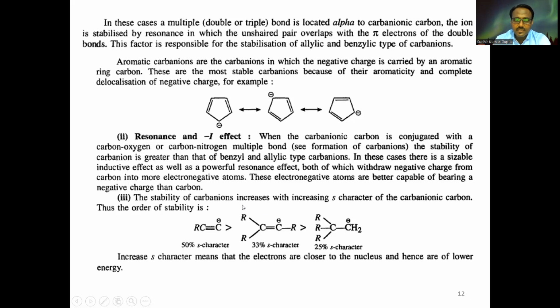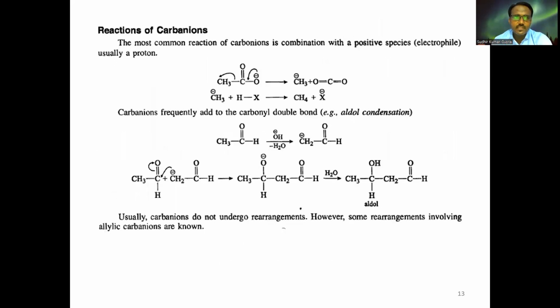So for that reason, we can see this triple bonded carbanion is most stable because of higher s character, because there is one s orbital and one p orbital. So it has 50% s character, and the s orbital is located more towards the nucleus. So for that reason, it is more electron withdrawing with respect to sp2 or sp3 hybrid orbitals. So an increase in the s character means the electrons are closer to the nucleus and they have lower energy. For which they are more stable.